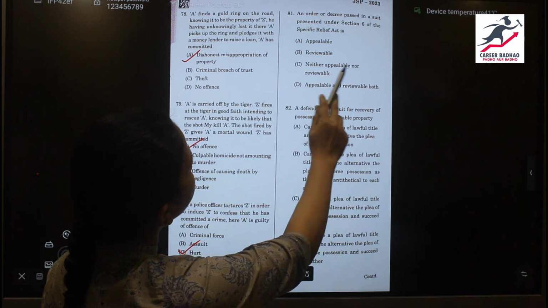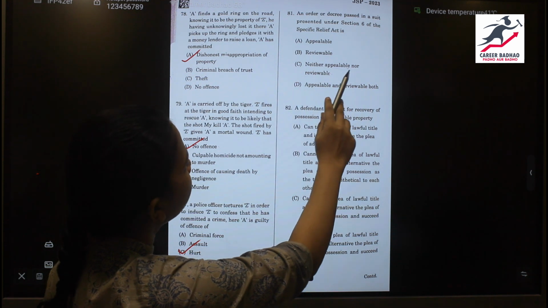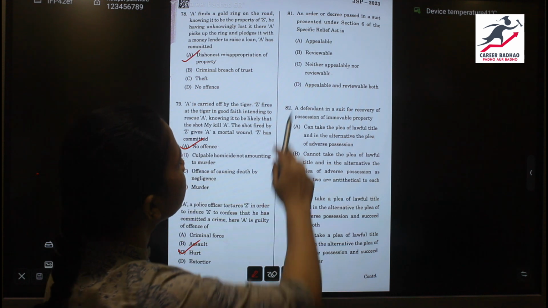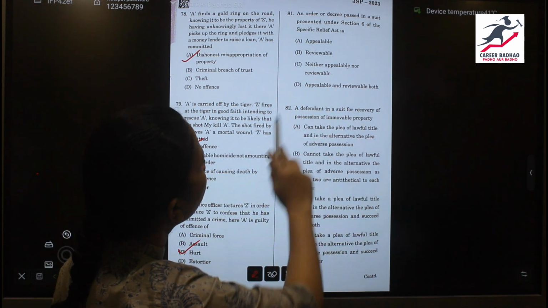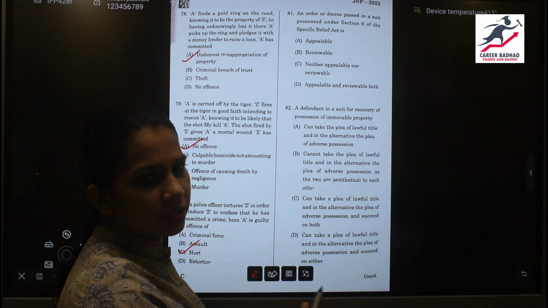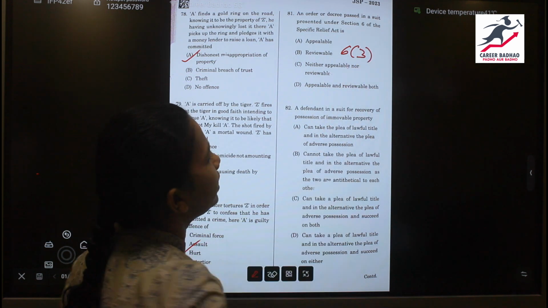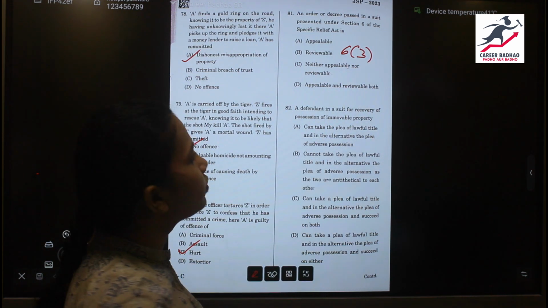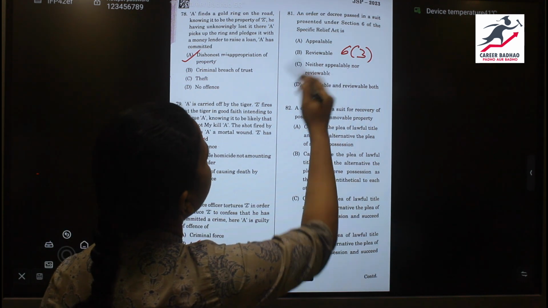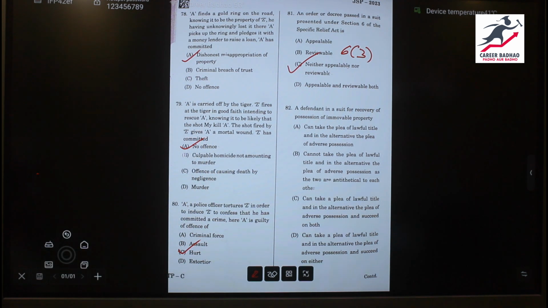An order or decree passed in a suit presented under section 6 of the Specific Relief Act is: option A, appealable; option B, reviewable; option C, neither appealable nor reviewable; or option D, appealable and reviewable both. So this is also from section 6 subsection 3, which clearly indicates that neither appeal nor review shall lie from any order or decree passed under section 6, but revision lies. Hence the correct option would be option number C.